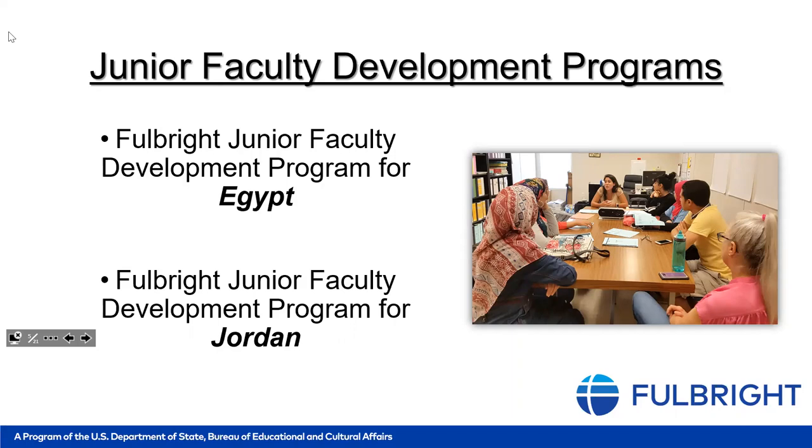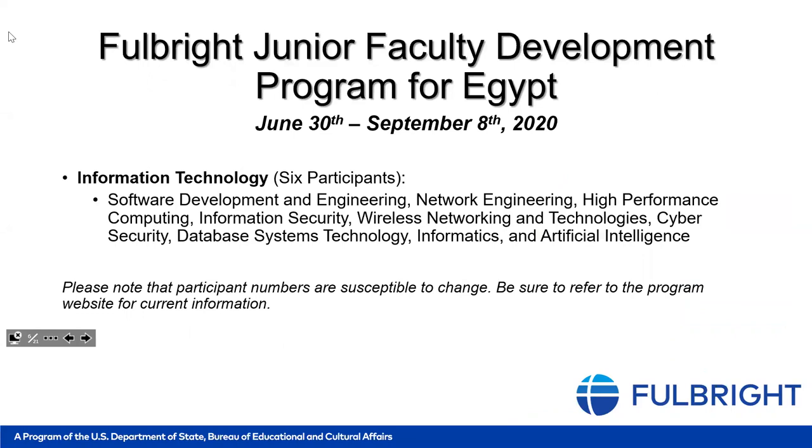So the Fulbright program for Egypt will run from June 30th through September 8th of 2020. And the discipline that we are recruiting for is information technology. The subjects under the second bullet point are all of the sub-disciplines that the faculty might have specialties in. And that will be about 6 participants. Those numbers are subject to change, but you should anticipate 6 participants for that cohort from Egypt.